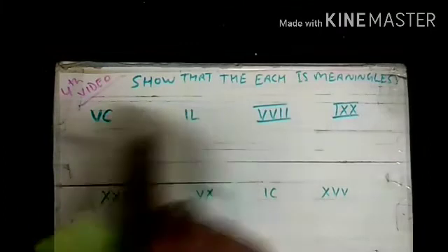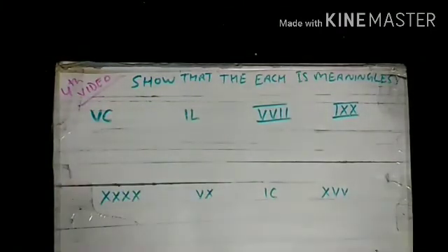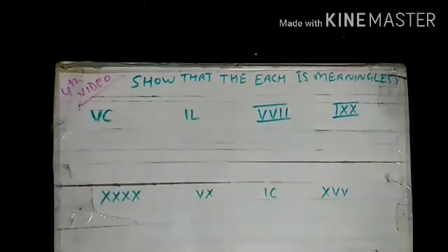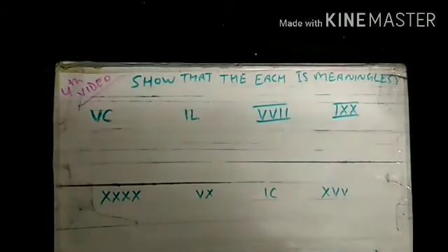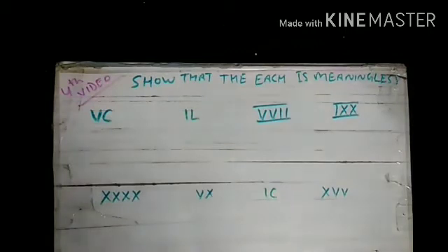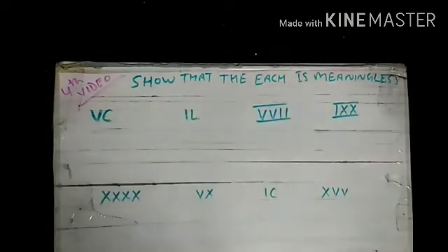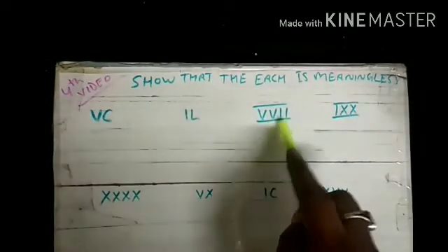Now IL. L means 50 and I means 1. It means 1 is subtracted from 50, but we know I can be subtracted from only V and X. It cannot be subtracted from L. Therefore it is meaningless.